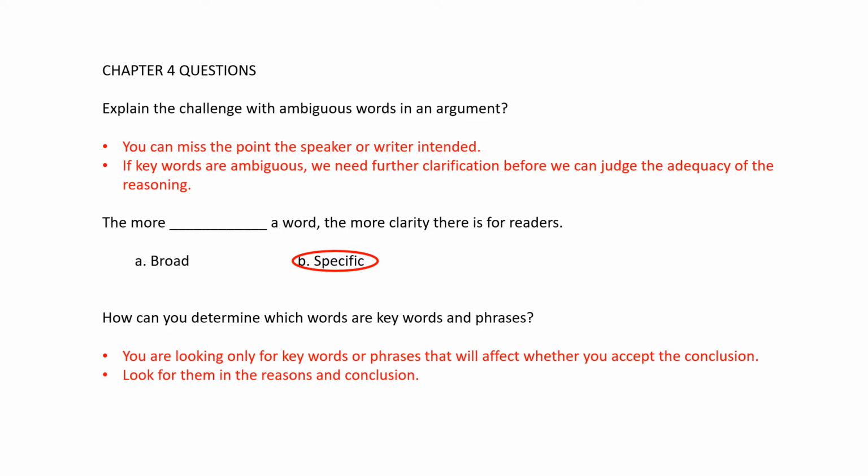So if there is a word that you encounter in an argument that is unclear and you really need this word to be defined before you can make a decision, that would be a key word or phrase, okay? Typically, these key words and phrases are found in the reasons and in the conclusions. And so that's where you're going to look for those keywords and phrases.